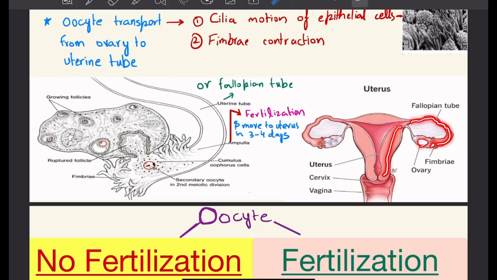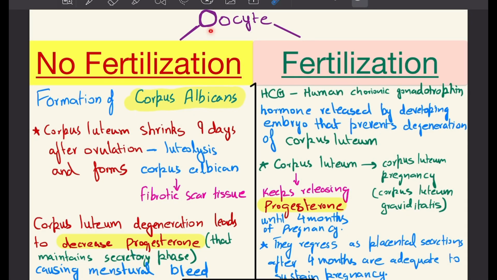Here is the uterus. There can be two fates of corpus luteum. If the oocyte does not fertilize, no fertilization, there is formation of corpus albicans. Corpus luteum shrinks in 9 days after ovulation. There is luteolysis and forms corpus albicans, which is fibrotic scar tissue. Corpus luteum degeneration leads to decreased progesterone that maintains the secretory phase and causes the menstrual bleed. If there is fertilization of the oocyte, HCG, human chorionic gonadotropin hormone, is released by developing embryo that prevents the degeneration of corpus luteum.